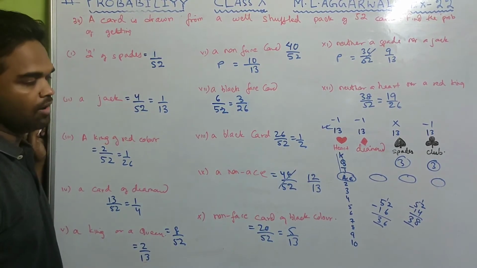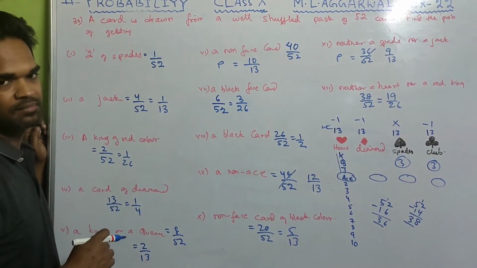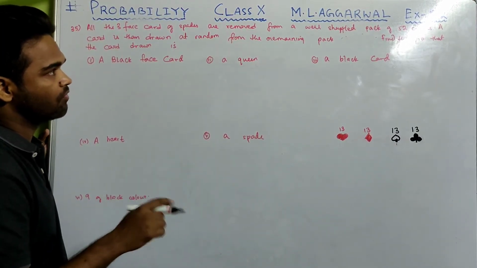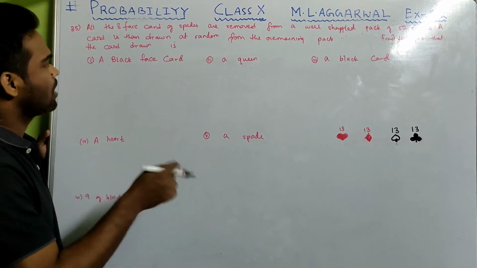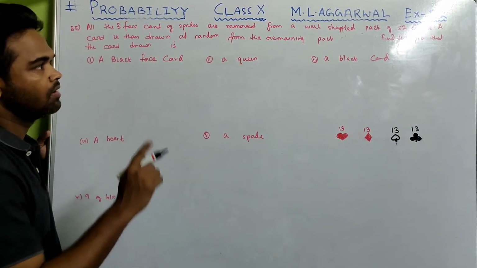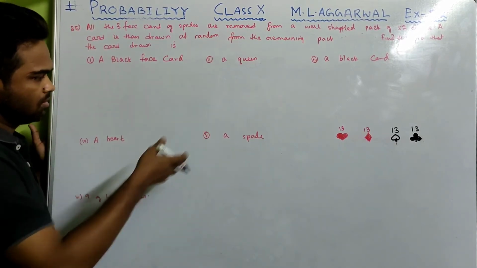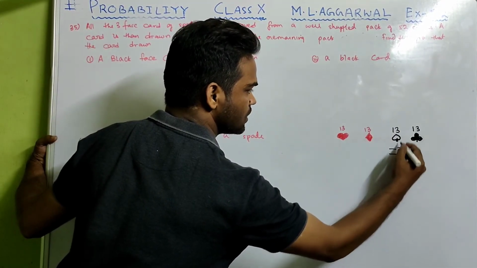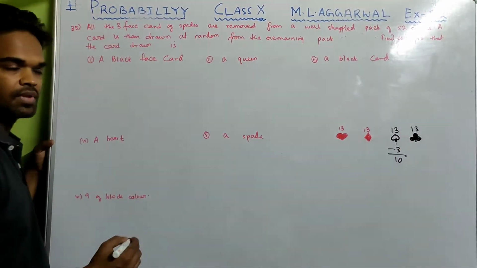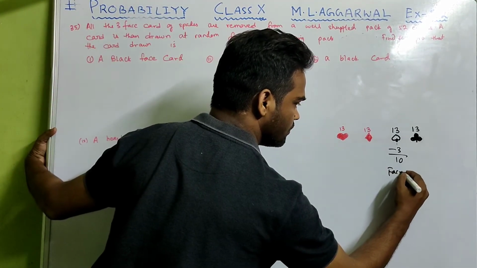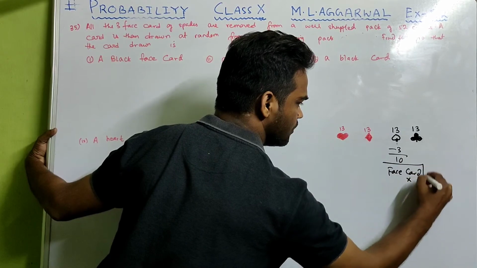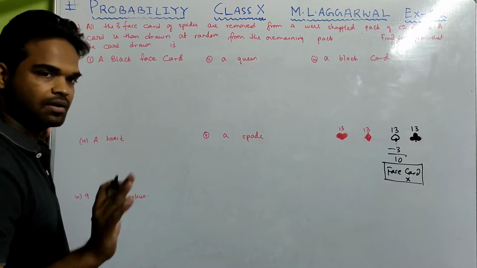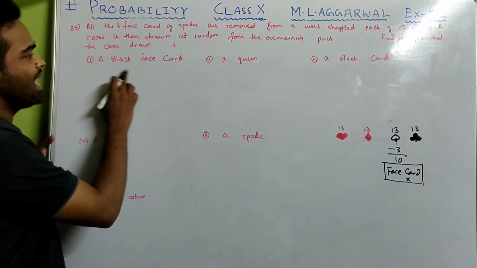Okay, now look at the next sum. Now look at sum number 35. All the 3 face cards of spades are removed from a well shuffled pack of 52 cards. A card is then drawn at random from the remaining pack. Find the probability that the card drawn is... So many things they have told us to find. First of all, see, from spade 3 cards are removed, which means 10 remains. Face cards are removed from here. There are 3 face cards, king, queen and jack. Black color, okay. Now what they're asking, a black face card.